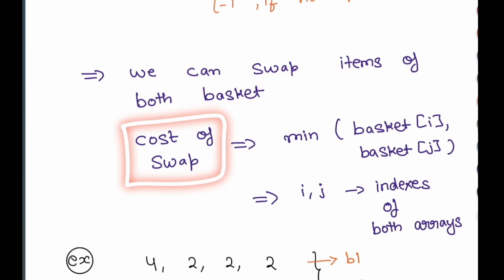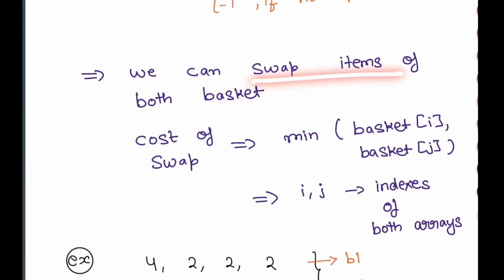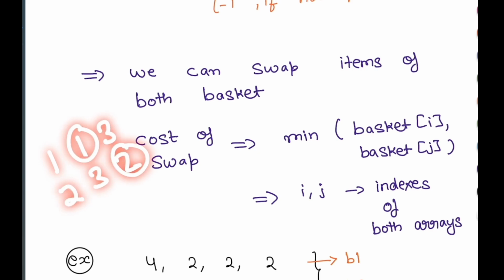The cost of swapping. See, the thing is, if you swap the items, you have a cost, and the cost is the minimum value of the two items you are swapping. In the given array we had 1 1 3, in the second array we had 2 3 2. We swapped 1 and 2, right? If we are swapping 1 and 2, basically the cost of swapping will be the minimum out of it, which is 1.